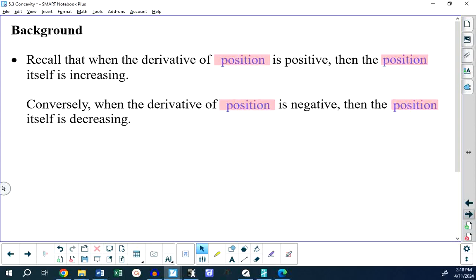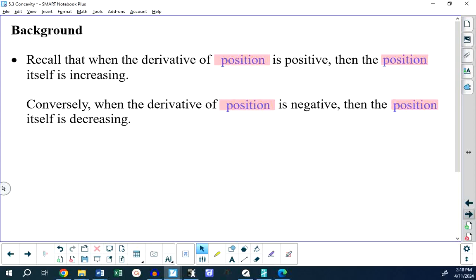We could use position. If the derivative of position is positive, then position is increasing. If the derivative of position is negative, then position is decreasing. This is where the concept of positive velocity and negative velocity comes in. Are you with me here?